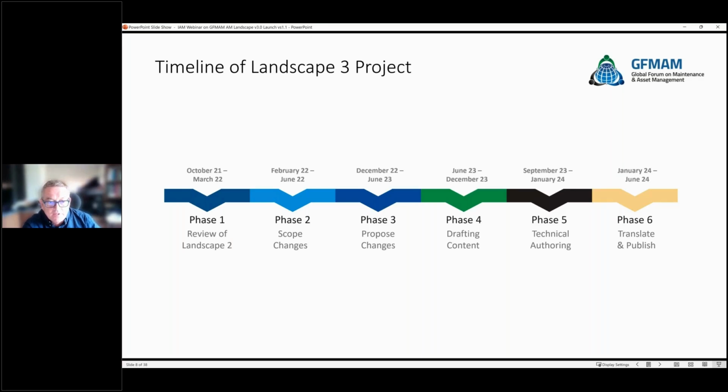So phase 2 through to phase 6 has really been responding to those comments, thinking about what changes would be appropriate to respond to those, and drafting the content. There's been a technical authoring process, and a big emphasis this time on translation. Although phase 6 was translate, throughout this whole process non-English speaking people have been looking at the concepts and the words to say, do these concepts translate into different languages? Because that was a challenge with the previous 2 versions of the Landscape.